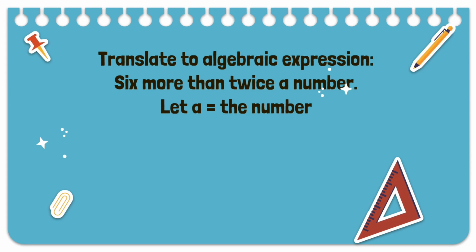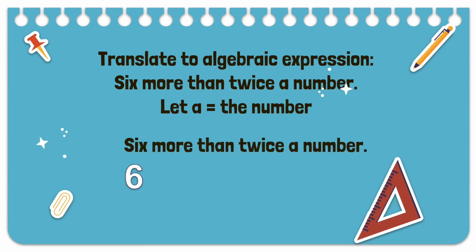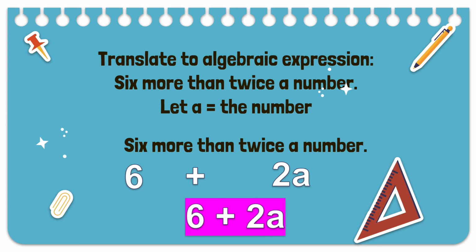Okay, so sabi, 6 more than twice a number. So, isa-isayin natin. 6 more than. So, 6, ang more than is addition. Then, twice is 2 times a number. So, ganito na siya pag translate natin sa algebraic expression, 6 plus 2a, or 6 more than twice a number.